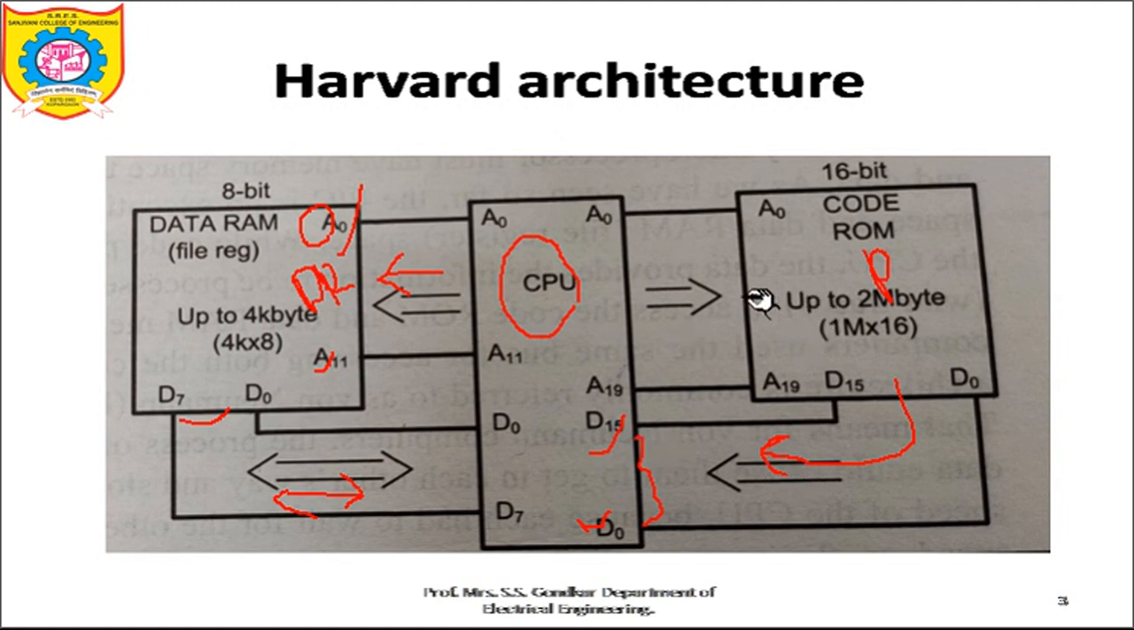And then you have one more set of bus, that is from A0 to A19, an address bus for accessing the code. So this CPU is trying to access the code from this program memory. It is a unidirectional one. The CPU is going to access the code from program memory, so it is a unidirectional one.